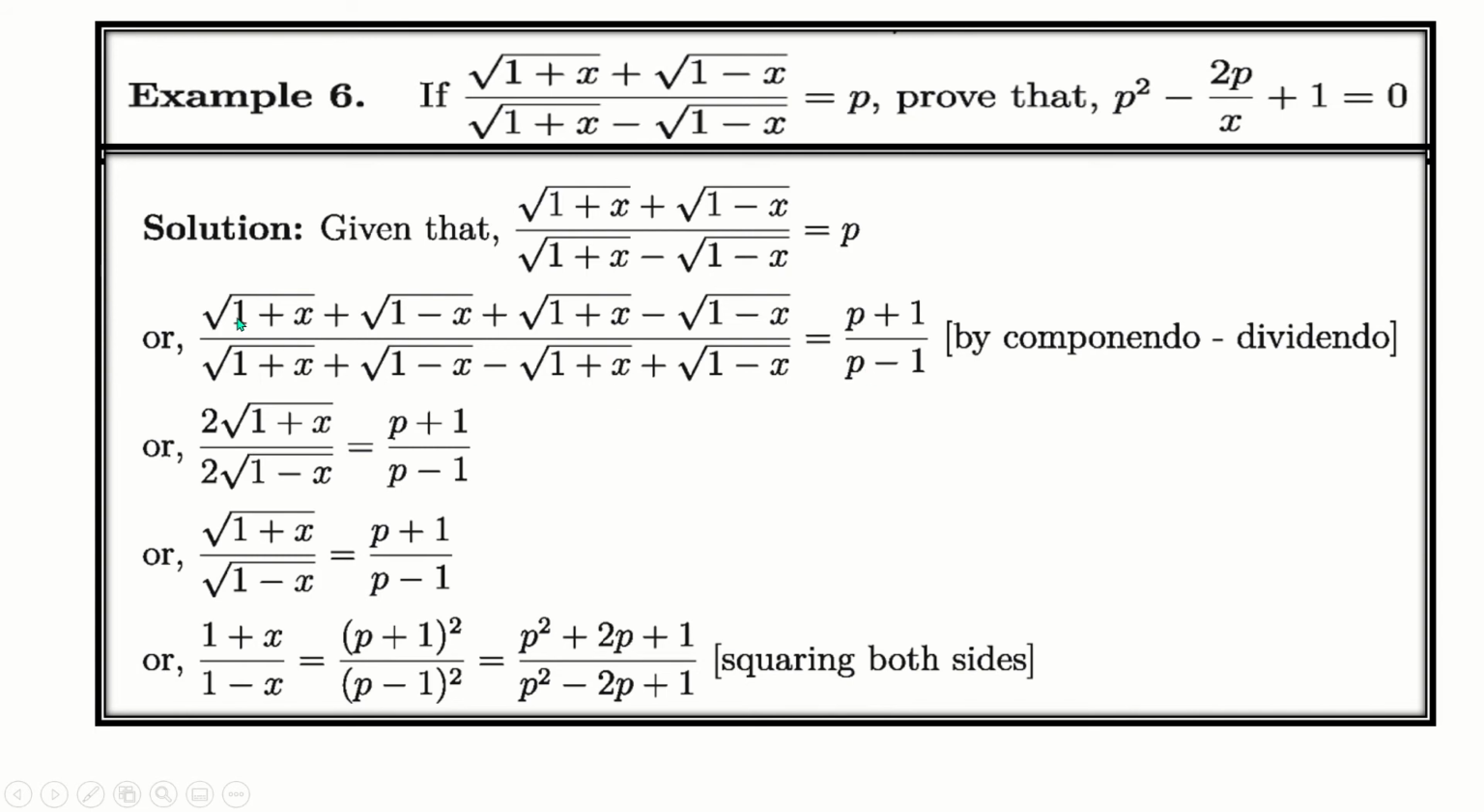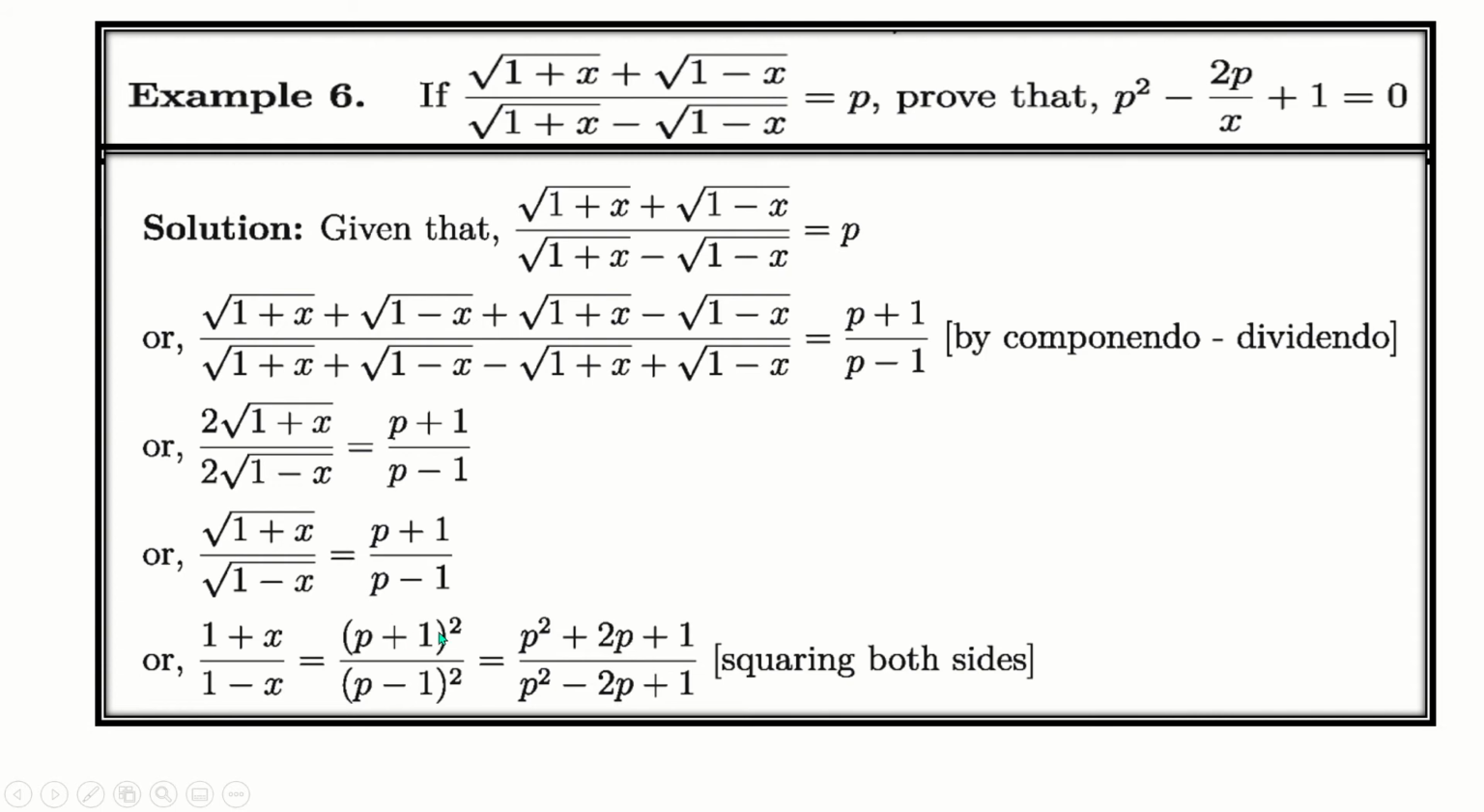side will be 2 into square root of 1 plus x divided by 2 into square root of 1 minus x, right side same. Now 2 cut, we will get square root of 1 plus x divided by square root of 1 minus x, and right side same. Now squaring on both sides, left side will be only 1 plus x by 1 minus x, and here will be p plus 1 whole square divided by p minus 1 whole square.